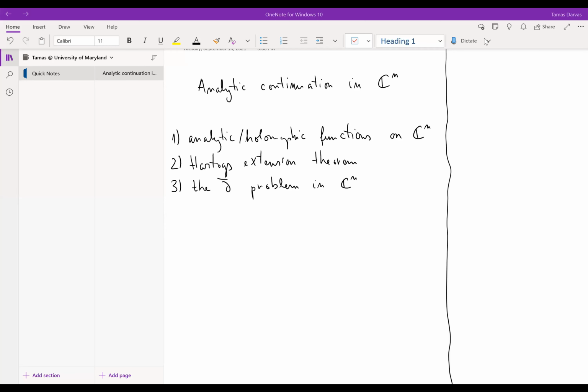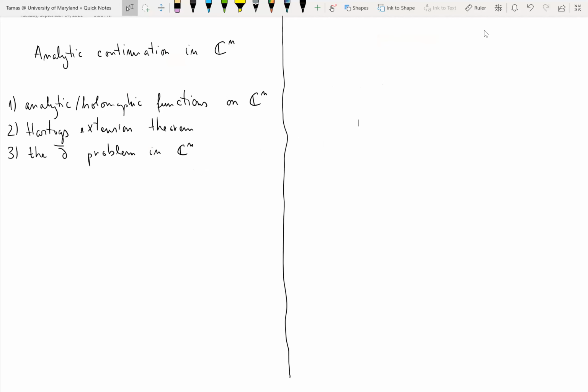Okay, so today I'll talk about analytic continuation on domains of C to the n, focusing on the case where n is greater or equal to 2. The case n equals 1 you learned in your complex analysis course.